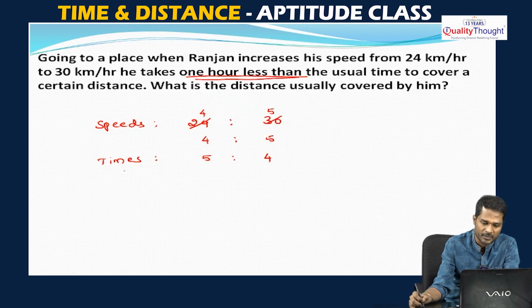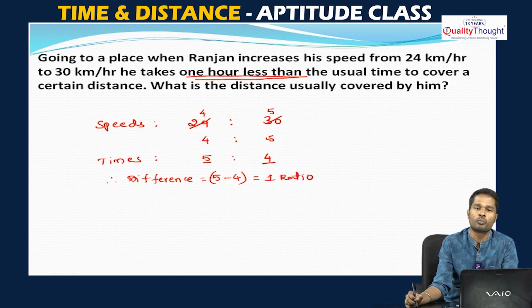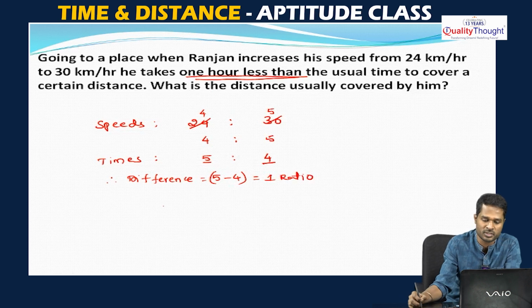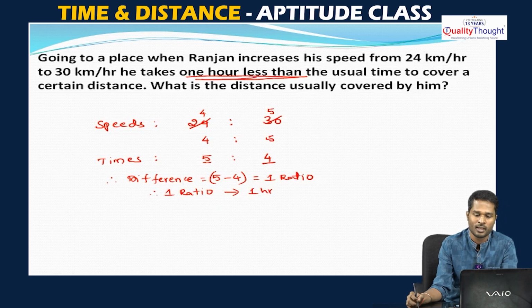Now check the times difference, which is 5 parts and 4 parts, 5 ratios and 4 ratios. The difference of time ratios, I'll write it, is 5 ratios minus 4 ratios, which is 1 ratio or 1 part. So 1 ratio is the difference. What is this 1 ratio equal to? This 1 ratio is nothing but 1 hour, which is given in the question.